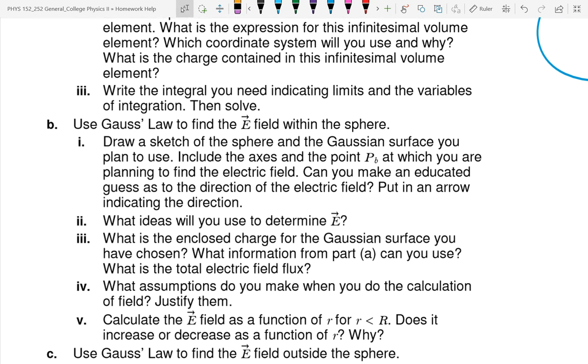Then use Gauss's law. So it tells you which law to use to find the electric field within the sphere. What's Gauss's law?